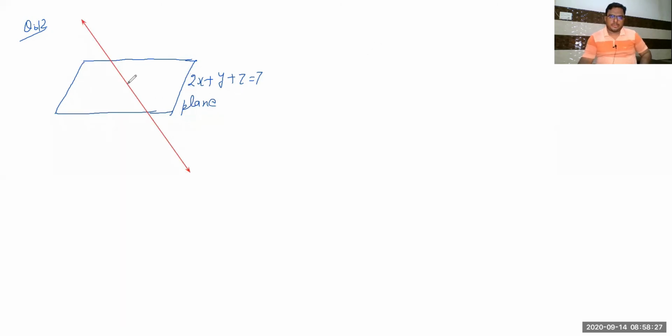Suppose this line is passing through 2 points. The points are (3, -4, -5) and (2, -3, 1). Let us check the values again: (3, -4, -5), (2, -3, 1), and the plane is 2x + y + z = 7. So this line is intersecting the plane at a point, and we want to find out the coordinates of that point.